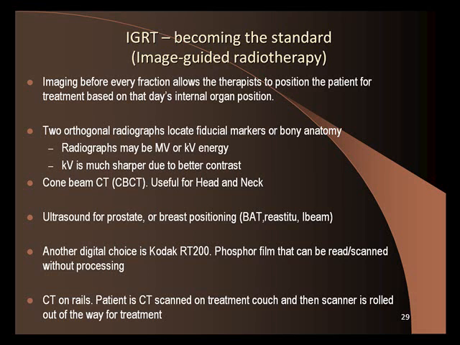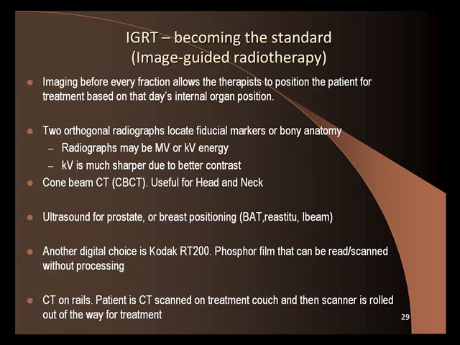So the purpose of IGRT is to image the patient before every fraction, and it allows the therapist to position the patient for treatment based on that day's internal organ position. Okay? So what that means is just before the fraction, we take pictures of the patient position. And you compare those pictures to DRRs, which is where you want the patient to be in terms of the isocenter. Now you're just looking at isocenter placement for IGRT. You're not looking at blocks. And then if there's a difference, you move the couch and you move the patient to that position. Okay, that's what IGRT is about. Before every fraction, you take a picture and verify position.